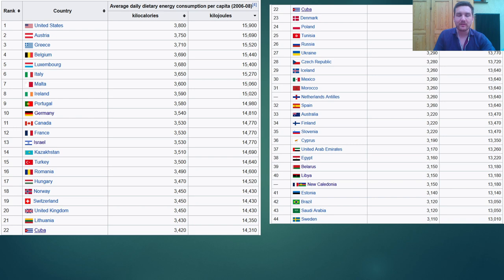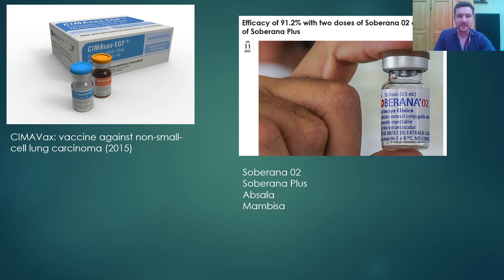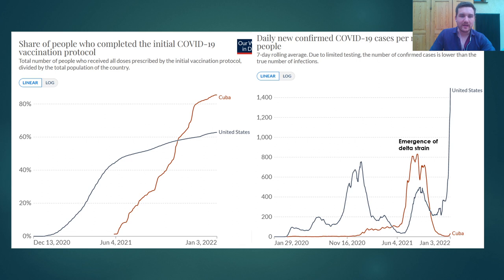They are the first country to produce a vaccine against lung cancer, and they produced four different vaccines against COVID: Soberana 2, Soberana Plus, Abdala, Mambisa. And I think Mambisa is the only vaccine currently that can be administered to children under the age of 5 years. So they had a much better response to the COVID pandemic. It took Cuba only half the time to vaccinate 85% of their population, and there was not really COVID until the emergence of the Delta variant. That's only when COVID deaths increased in Cuba.